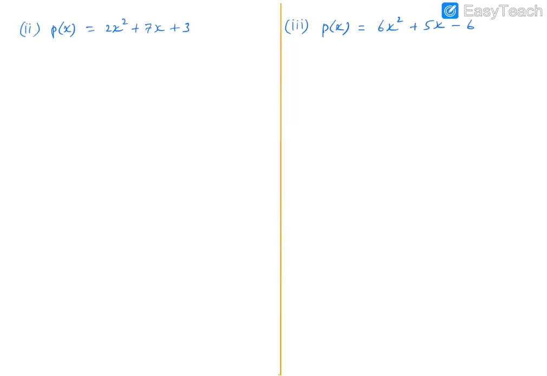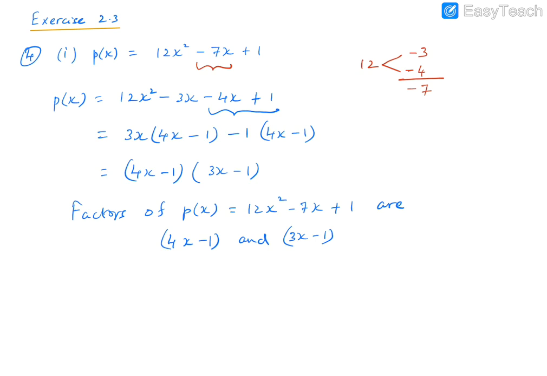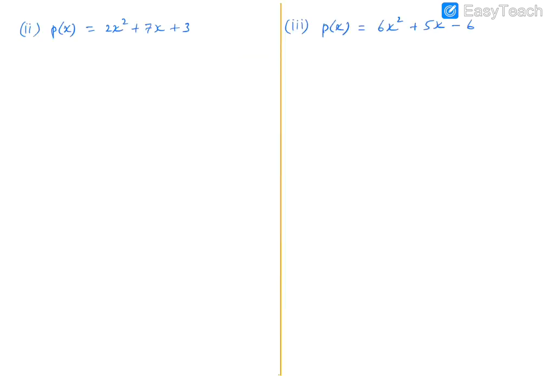Let's move on to the next question in the exercise, which is exercise number 2.3, and this is question number 4. Question numbers 1, 2 and 3 we have solved earlier for this exercise in the previous video, where we were using the factor theorem and remainder theorem. Question number 4 deals with factorization of the quadratic polynomial using the method of splitting the middle term.